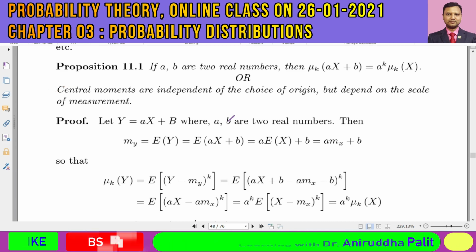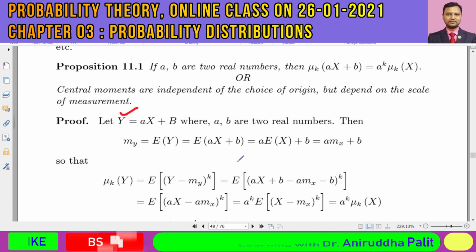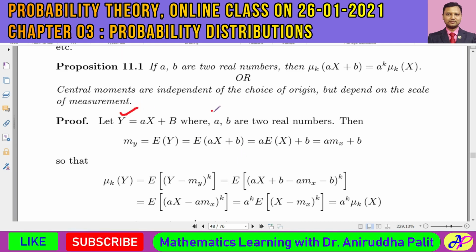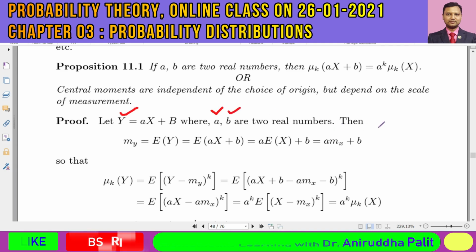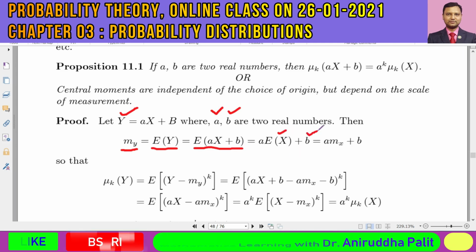The proof is relatively easy. What we do here is assume that the random variable Y is equal to aX plus b, where a and b are two real numbers. Then the mean of Y, which we denote by m suffix y, the expectation of Y, is equal to the expectation of aX plus b. That is equal to a into expectation of X plus expectation of b. The expectation of a constant is equal to the constant itself. Therefore, we can simply write b here.